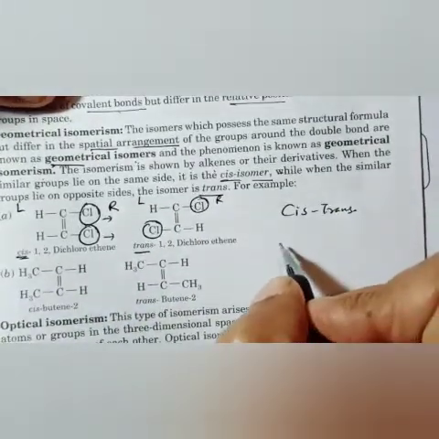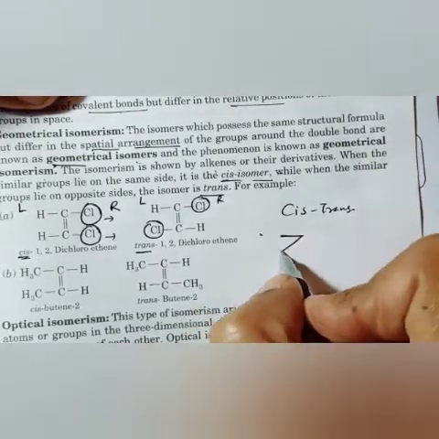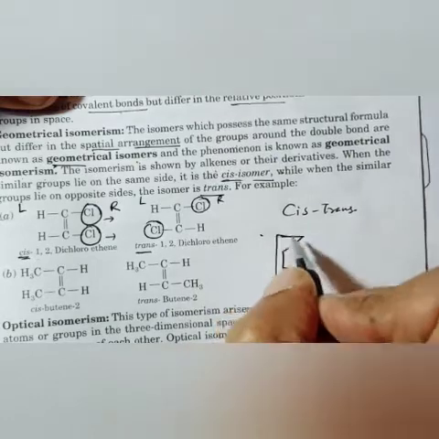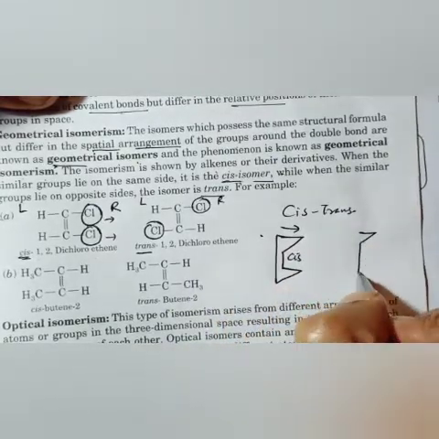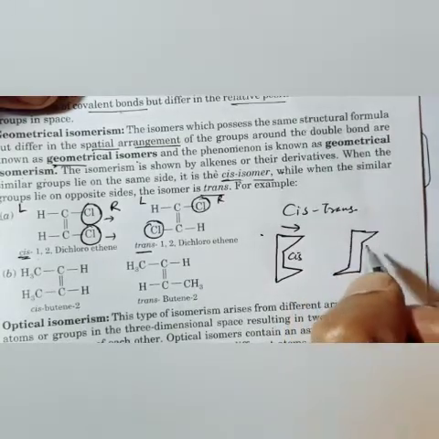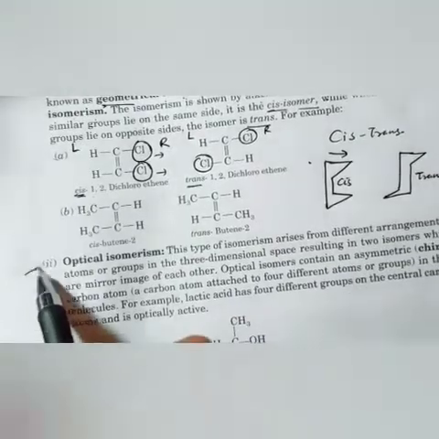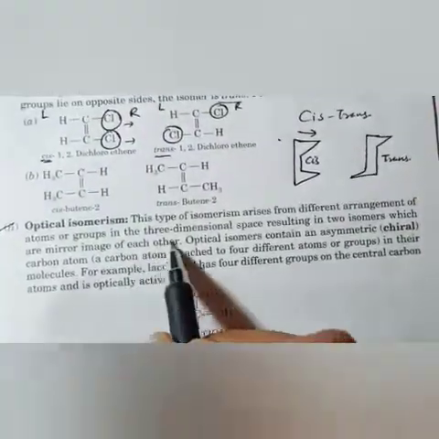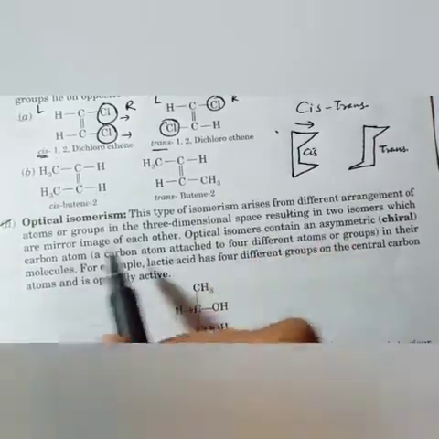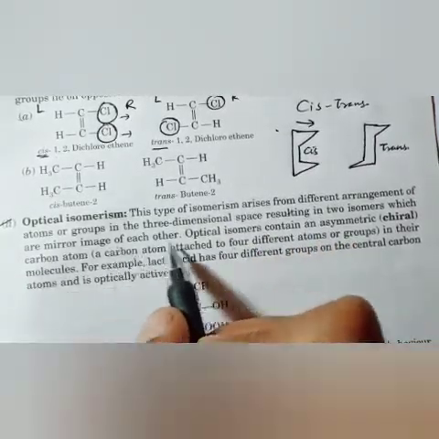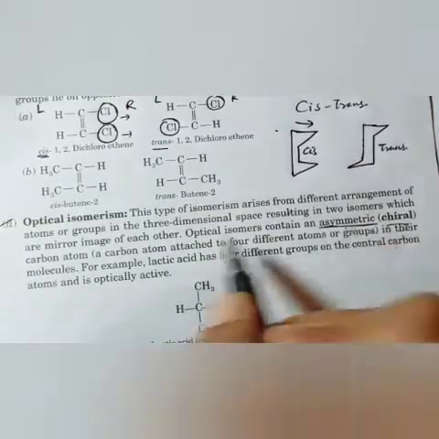If both are in one direction, that is cis. If the directions are opposite to each other, then it is trans. Hope you understood. Okay. Second is optical isomerism. Optical means mirror. This type of isomerism arises when different arrangements of atoms in three-dimensional space result in isomerism, which is called optical isomerism. It contains an asymmetrical chiral carbon atom.